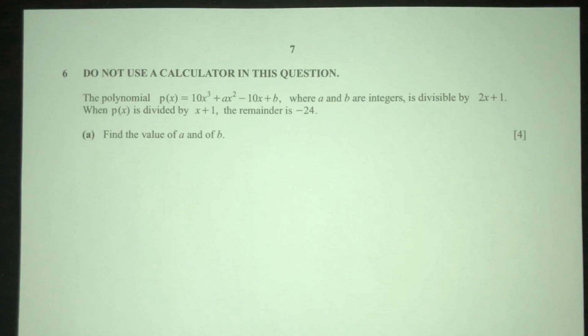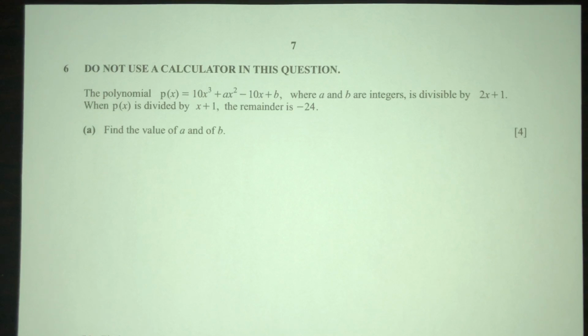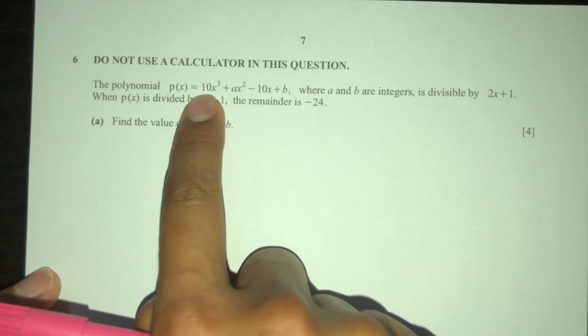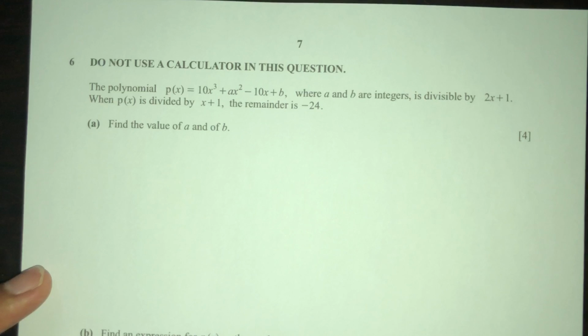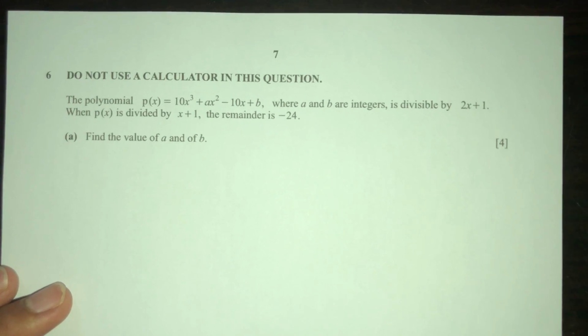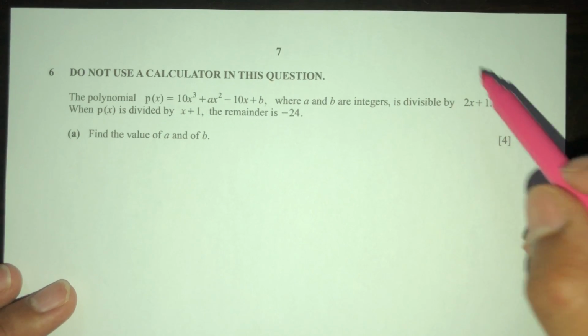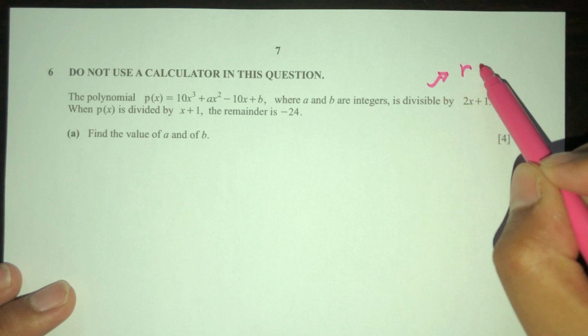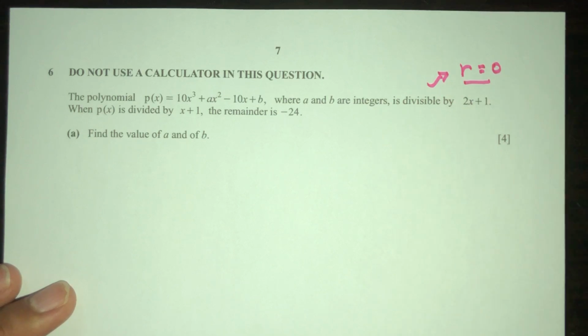Now let's move on to question number 6. So here we do not use a calculator. Obviously you can if you want to. It's just the fact that you have to show all your work, right? Now p of x is equal to this thing right here, where a and b are integers, which means they are whole numbers. First thing first, is this divisible by 2x plus 1, which means the remainder has to be 0. So that's the meaning behind it, we have to understand.